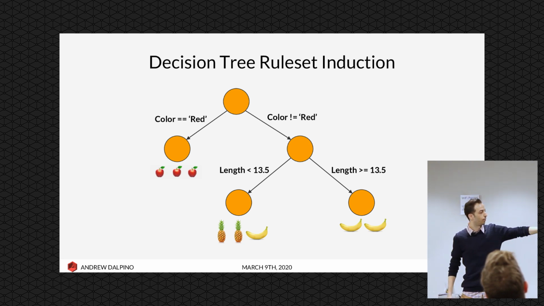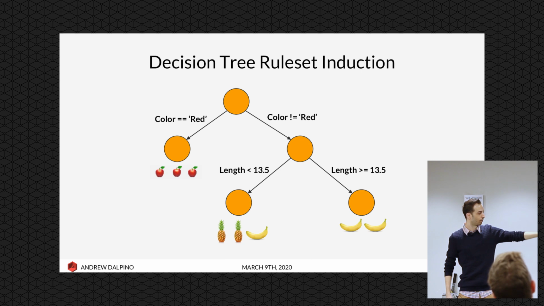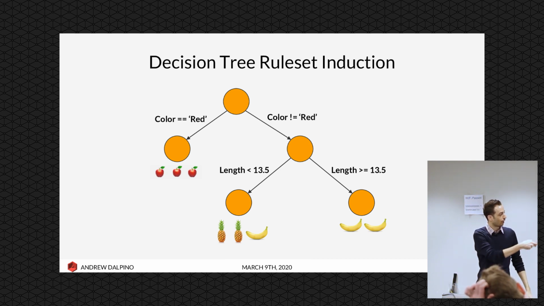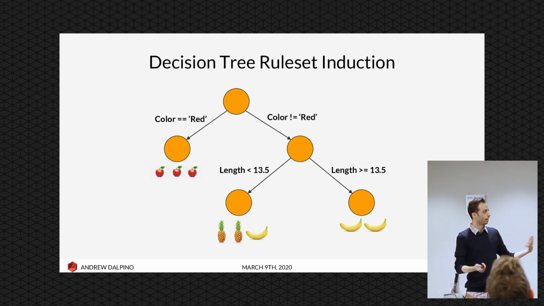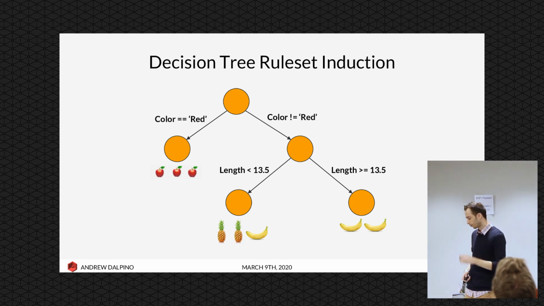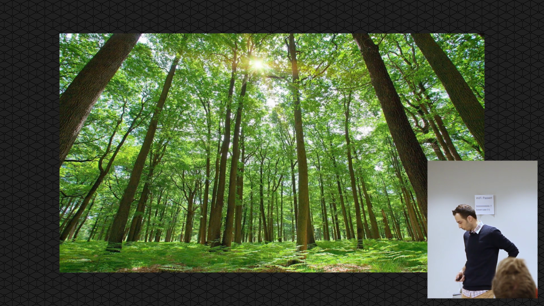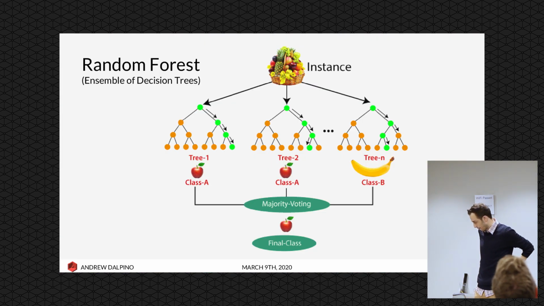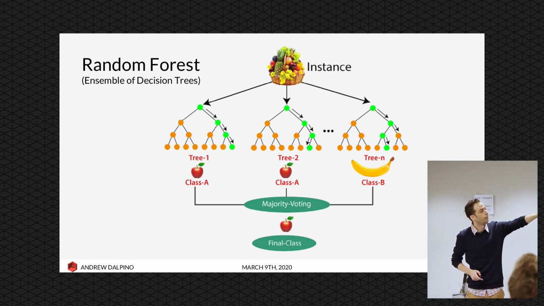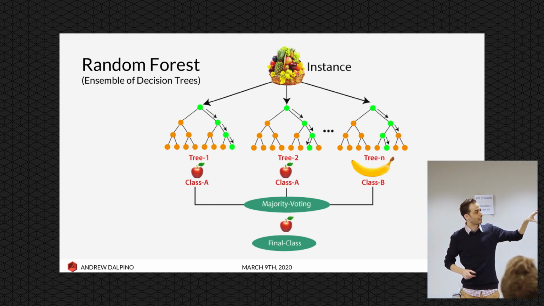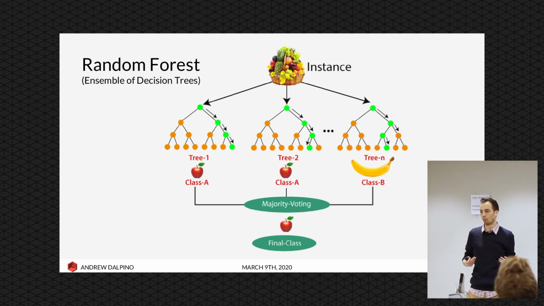Same thing with bananas. Every once in a while, we might not quite separate them fully, but the idea is to separate them as well as possible. And there's an algorithm that does that. I'm not going to get into it. This is a random forest. A random forest is basically just a bunch of these trees, and they each make a prediction about what it should be.